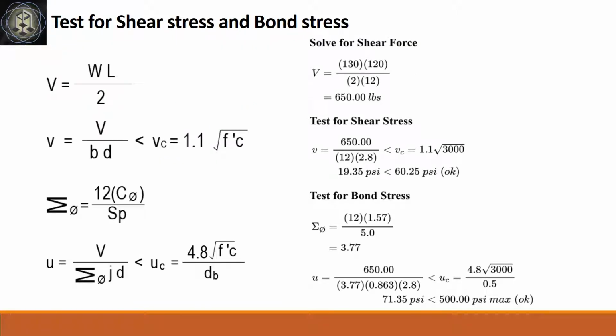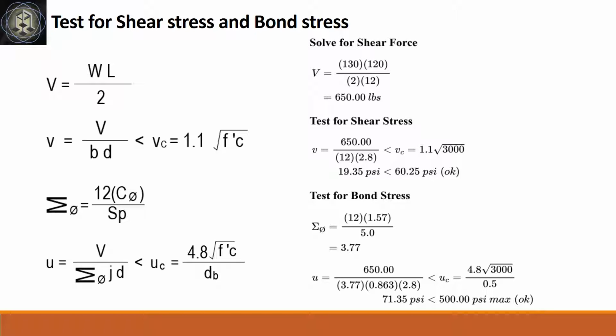To test shear stress and bond stress, first solve for shear force, which equals 650 pounds. Shear stress is equal to 19.35 psi, which is less than the capacity of concrete of 60.25 psi.